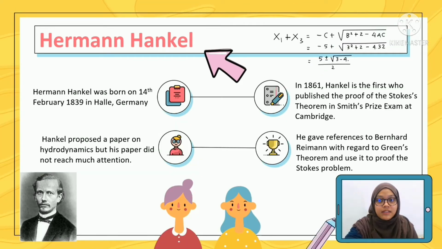Lastly is Hermann Hankel. He is one of the students of George Gabriel Stokes. He was born on 14th February 1839 in Halle, Germany. He was a German mathematician who worked on the theory of functions, the theory of complex numbers, and the history of mathematics. Hankel is the first who published the proof of Stokes' theorem in the Smith Prize exam at Cambridge in 1861. Unfortunately, he did not make any major contribution to mathematics before he died at the age of 34.